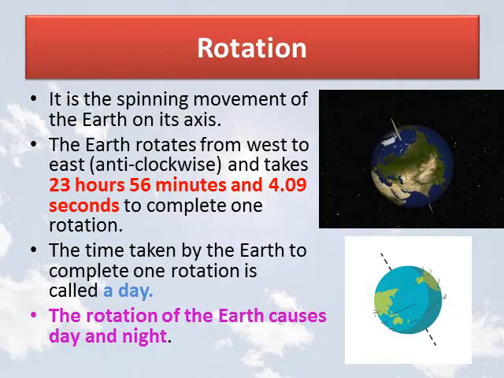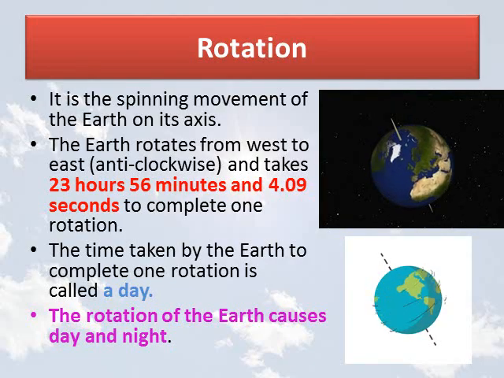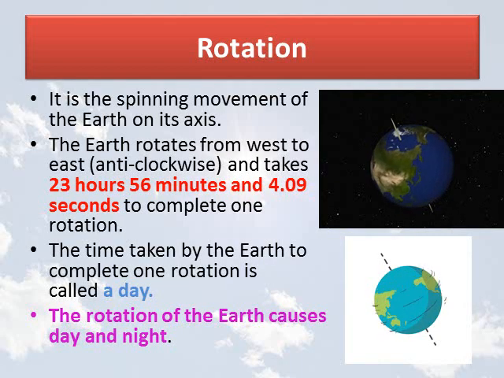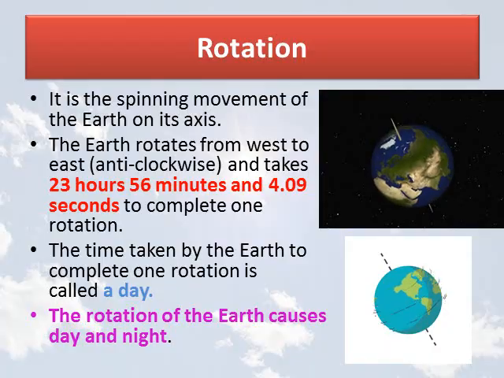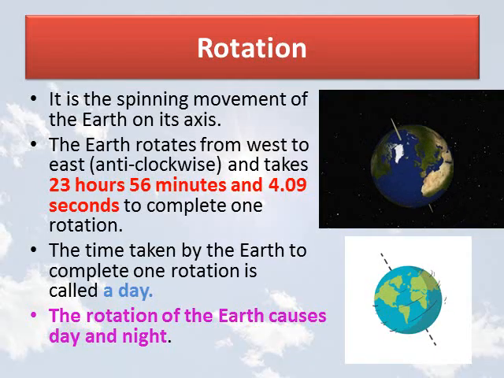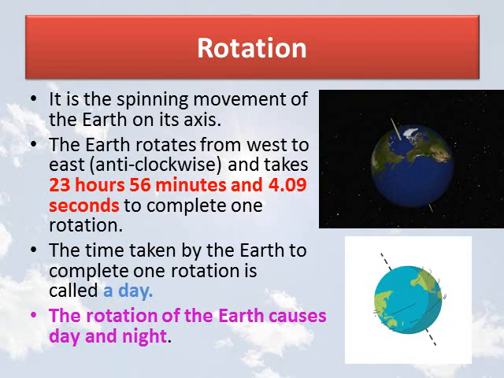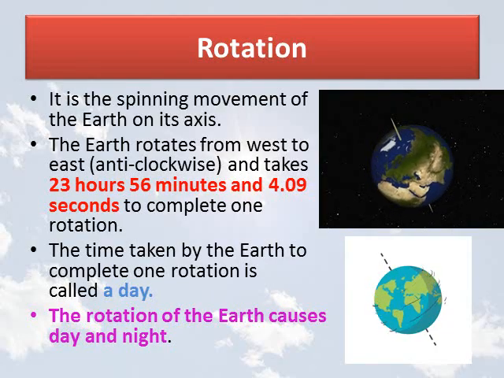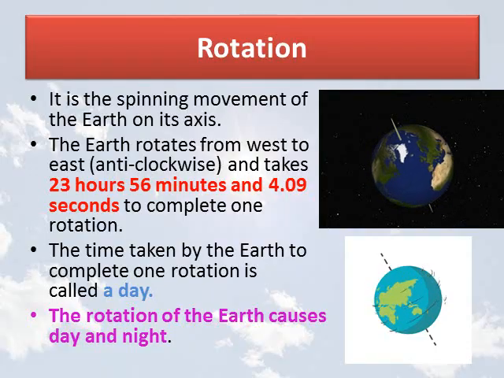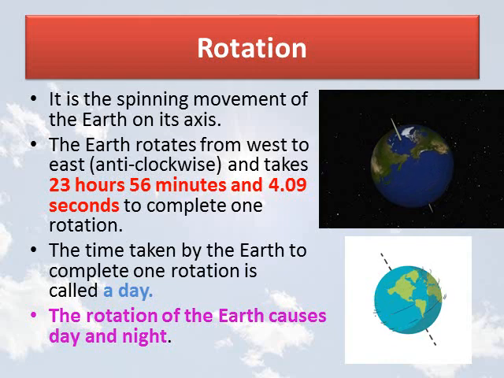Dear children, in this session, we will discuss about the motion of the Earth. Come children, let us learn about rotation and revolution. Rotation. It is a spinning movement of the Earth on its own axis. The Earth rotates from west to east, that is anti-clockwise, and takes 23 hours, 56 minutes and 4.09 seconds to complete one rotation. So what is rotation?